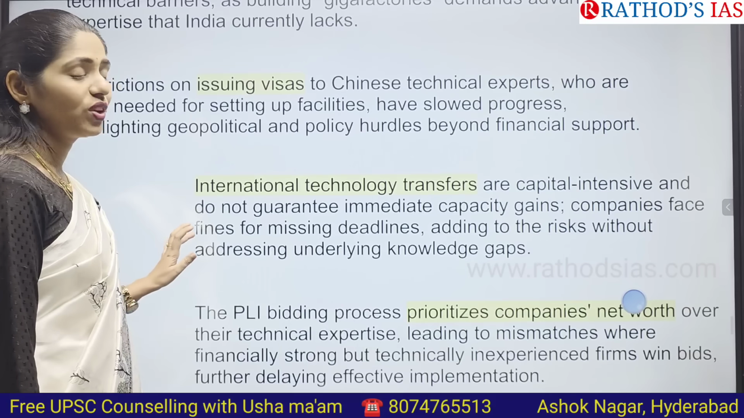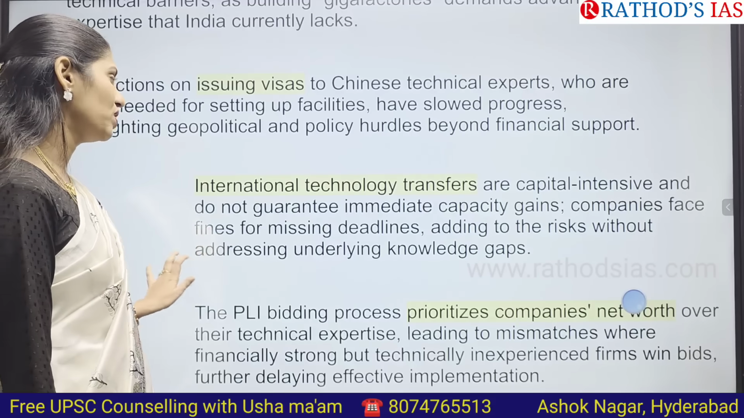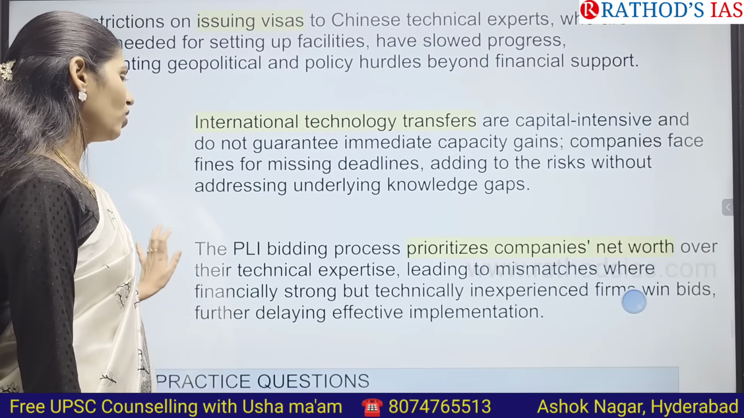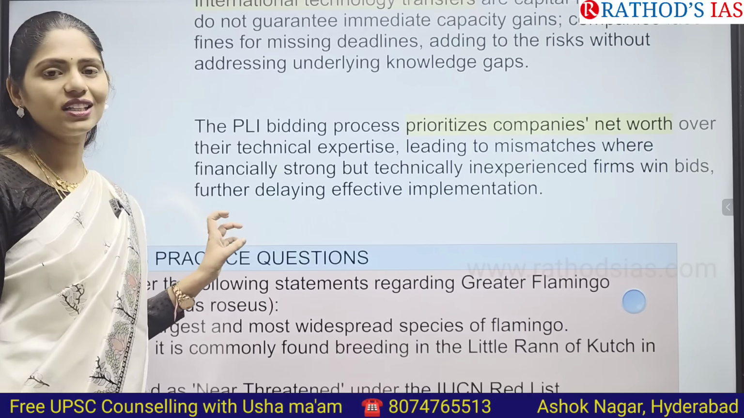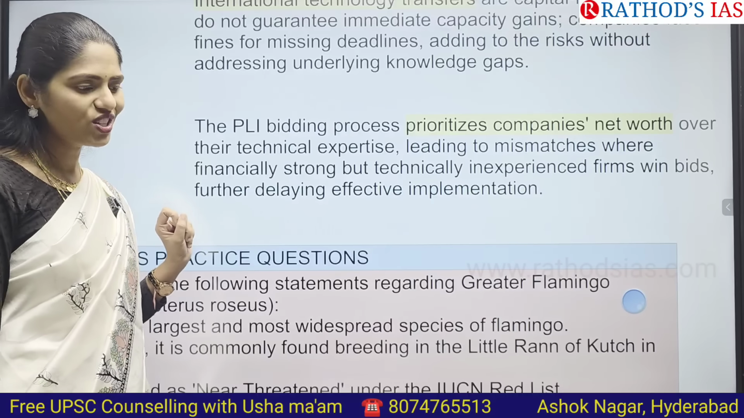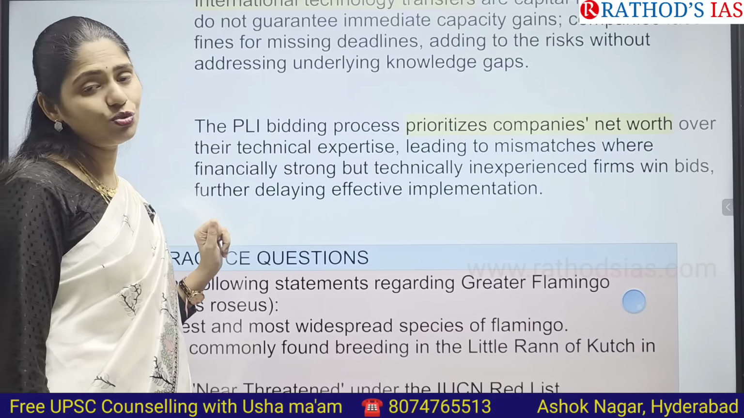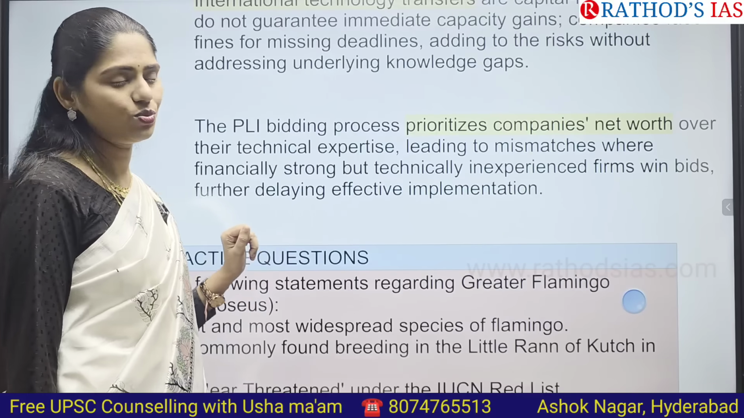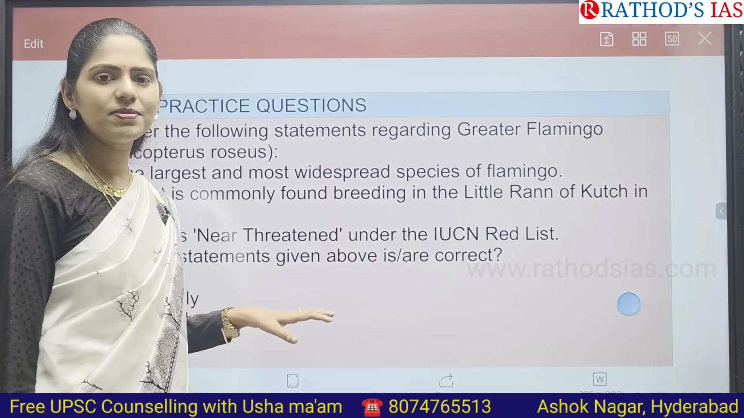And next one here is, we need to have even international transfer of technology as well. Okay, in this way we have to prioritize the companies. Not only just investment is required, we have to work on different other areas as well. Now let us see the prelims practice questions.